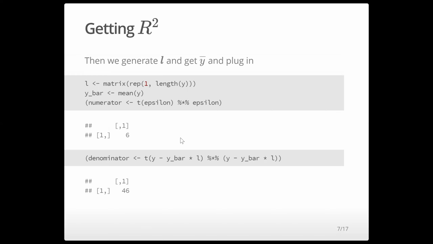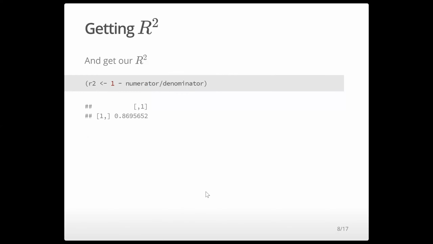Then I can get my L vector, and then my mean of y, and then I just plug everything in. For the numerator, I'm taking epsilon transpose times epsilon. And for the denominator, I'm taking y minus y bar times L transpose times itself. So I get 6 and 46. This is the sums of squares from the error in my model, and this is the total sums of squared error for my y variable. And 1 minus that ratio gives us our R squared.